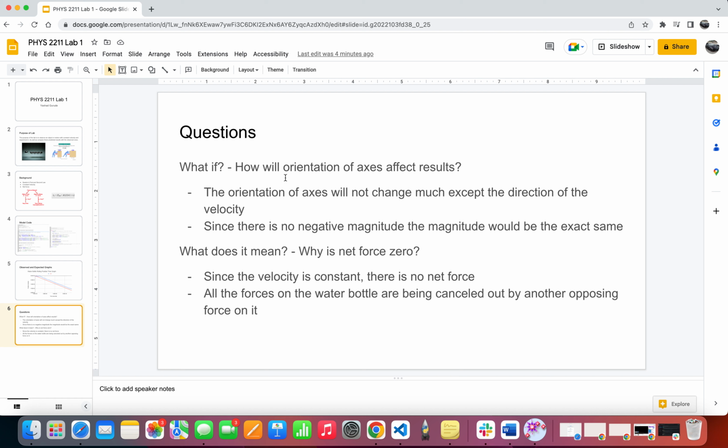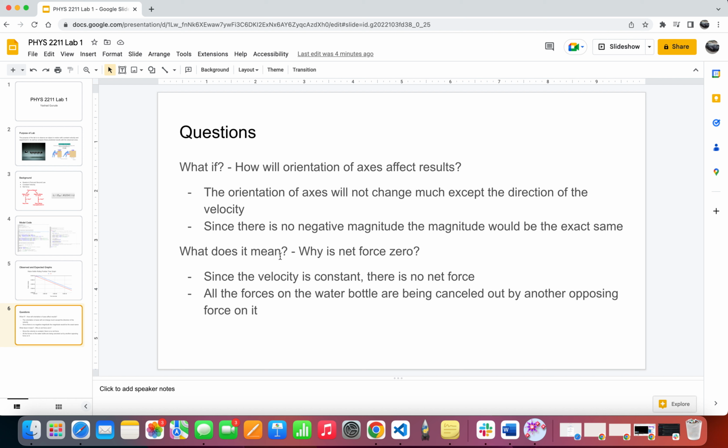Now the questions. What if, how will orientation of axis affect results? The orientation of axis will not change much except the direction of the velocity. If you flip the axis, it'll change the direction of velocity, but because there's no such thing as negative magnitude, the magnitude will be exactly the same no matter how the axes are oriented.